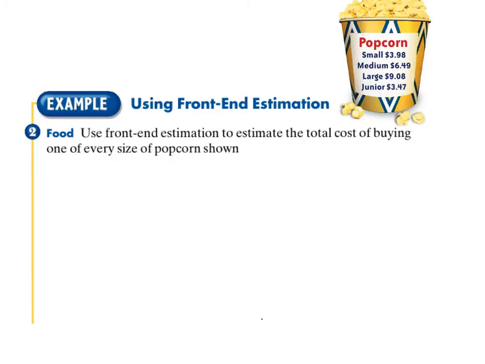Now let's look at an example of using front-end estimation. We're going to use front-end estimation to estimate the total cost of buying one of every size of popcorn shown. So we have a small for $3.98, a medium for $6.49, a large for $9.08, and a junior size for $3.47. So first we're going to estimate.